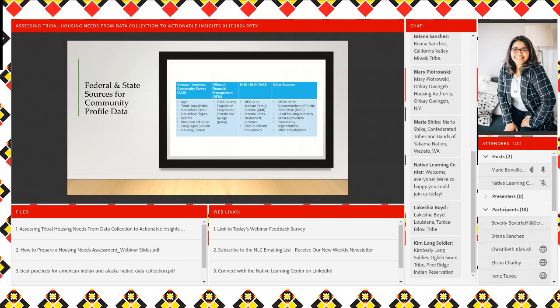Of course, if you go to Office of Financial Management, you can also find county projections if you're in, let's say, an urban area, as opposed to those tribes that are more rural. And then, of course, HUD has its AMI income limit areas. So there's a lot as far as boundaries go. I just wanted to give you some ideas for how far your community profile can go, the reach that it might be able to extend.